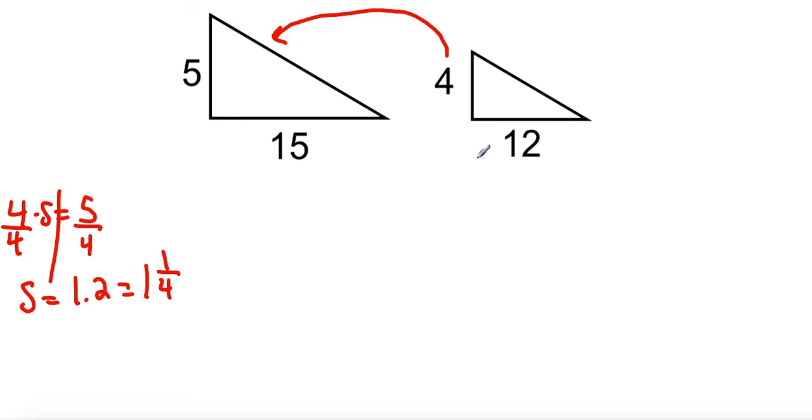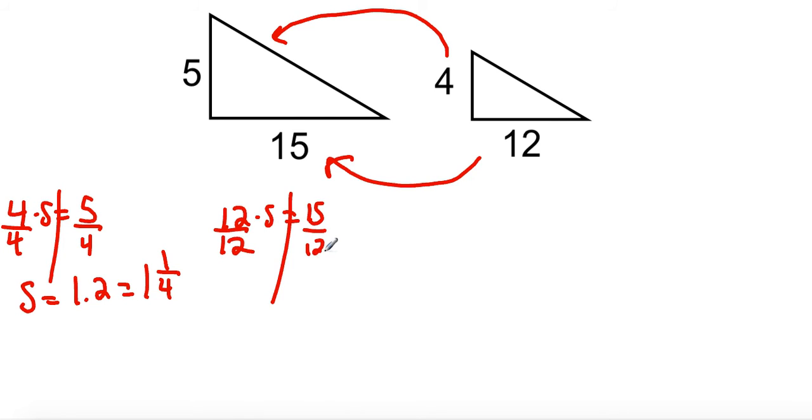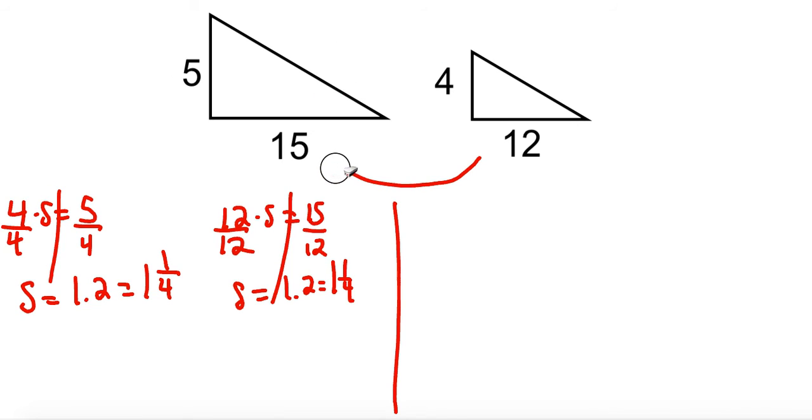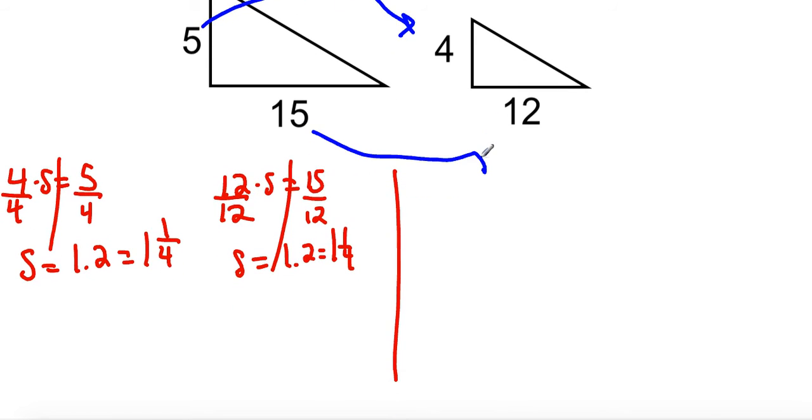I can check this again. I know that 12 times the scale factor is equal to 15. I'll divide both sides by 12, and I'll get that my scale factor is equal, again, to 1.25 or 1 1/4. Now when I'm scaling down, I know that my scale factor will have to be less than 1. So here I'm going to go this direction from 5 to 4. I'm creating a smaller figure. So again, my scale factor should be less than 1.